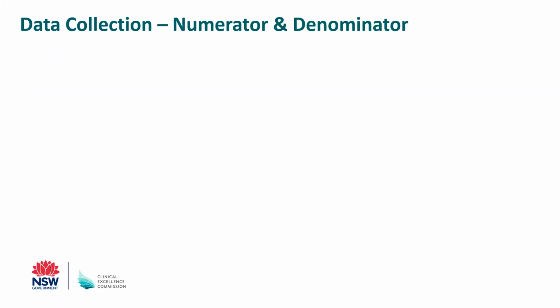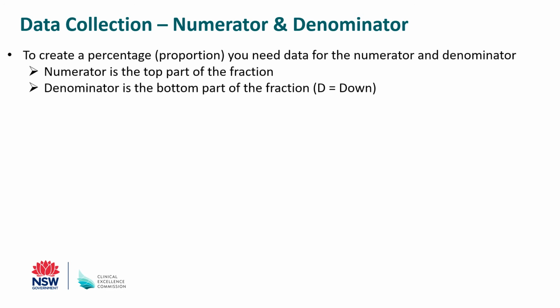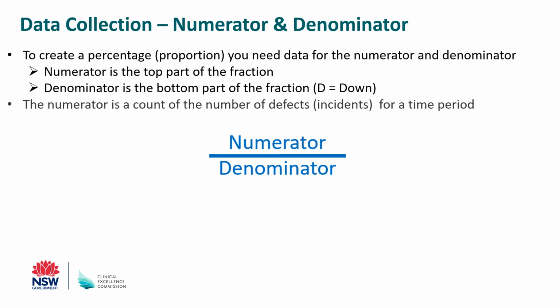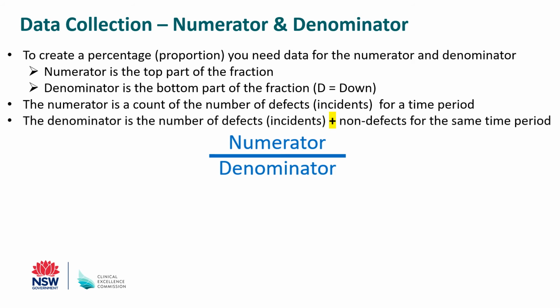We'll now do a refresher on numerator and denominator. So to create a percentage or a proportion, you need data for the numerator and the denominator. The numerator is the top part in a fraction, and the denominator is the bottom part in the fraction. And hopefully you'll remember from Year 6 Maths that D equals down as denominator. The numerator is the count of the number of defects or incidents for a time period. And the denominator is the number of defects or incidents plus the non-defects for the same time period.